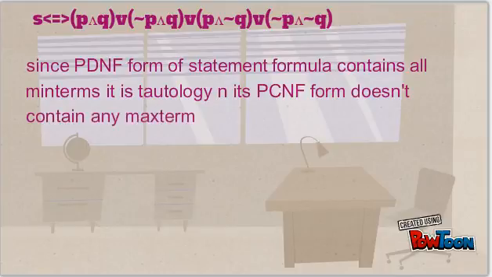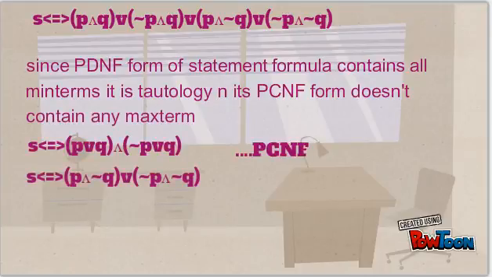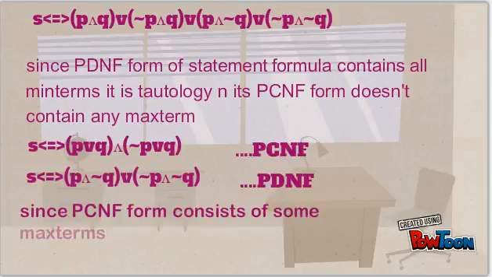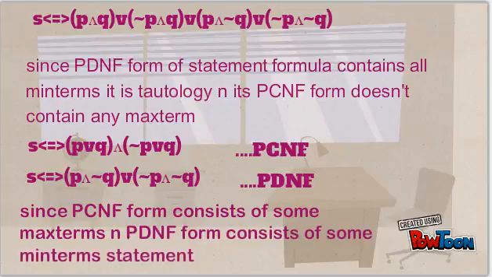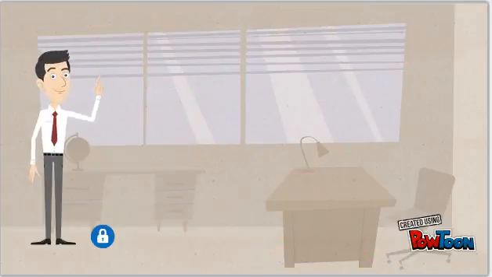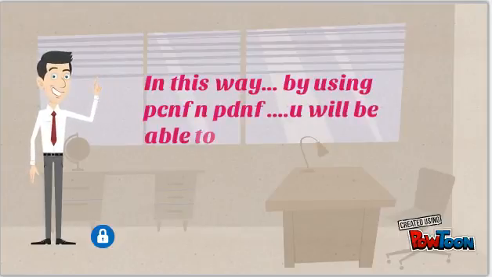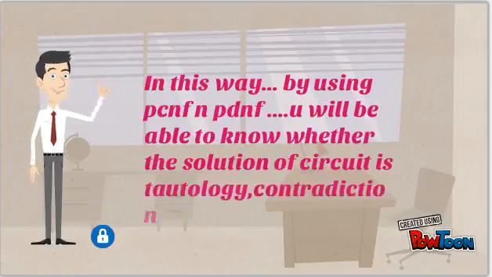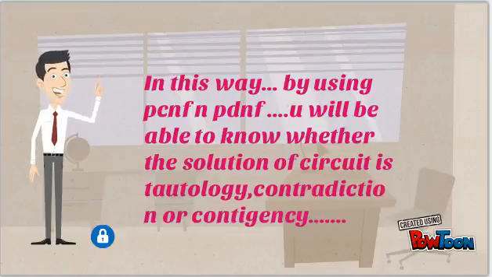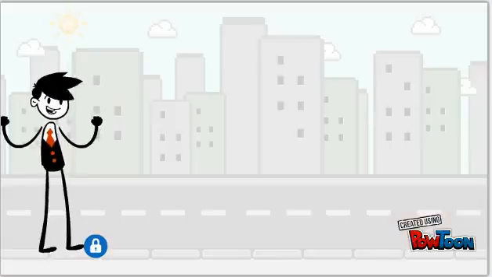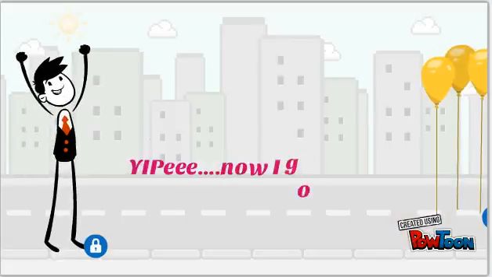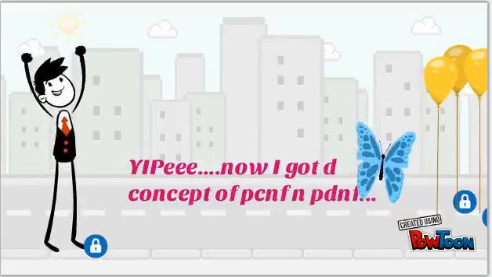If statement formula is tautology, then its PCNF consists of 0 max terms and its PDNF consists of all min terms. And if statement formula is contradiction, then PCNF consists of all max terms and PDNF consists of 0 min terms. If statement formula is contingency, then PCNF consists of some max terms and PDNF also consists of some min terms.